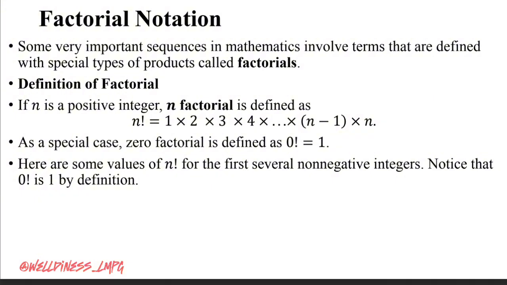So the next segment is factorial notation, and some very important sequences in mathematics involve terms that are defined with special types of products called factorials. Definition of factorial: if n is a positive integer, n factorial is defined as n factorial equals 1 times 2 times 3 times 4 and so on up to n minus 1 times n. And as a special case, 0 factorial is defined as 0 factorial equals 1.